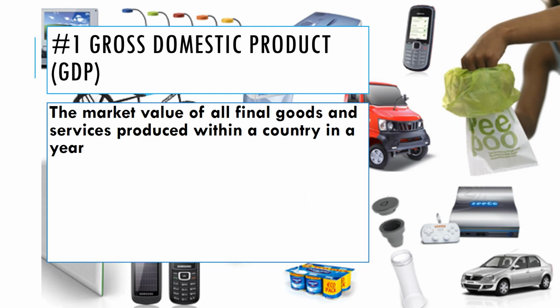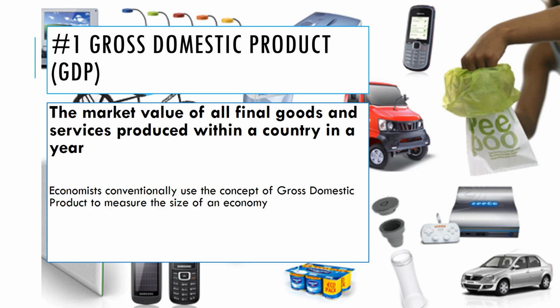And this is the market value of all final goods and services produced within a country in a year. Economists will use the concept of GDP to measure the size of an economy and whether more or less is being produced. Businesses will maybe look at this and say, right, is the economy growing? Is more being produced? Is the economy getting wealthier? Or actually, is less being produced? Is the economy getting poorer? And maybe use that to inform their strategy. This figure is normally estimated by governments.